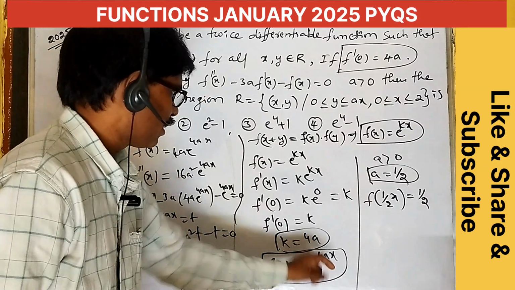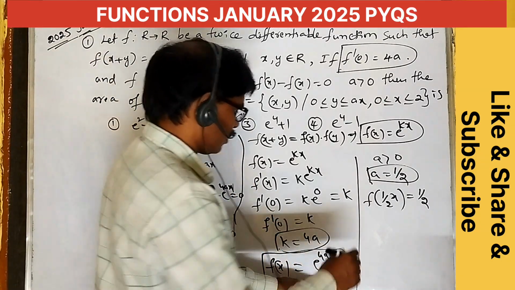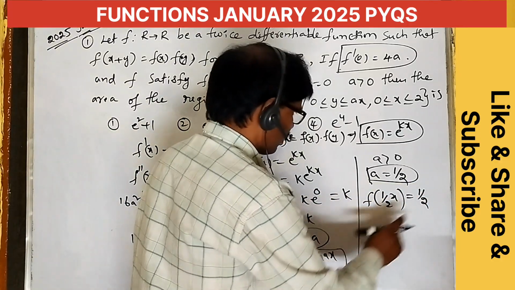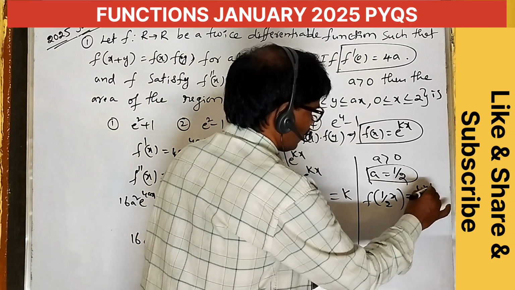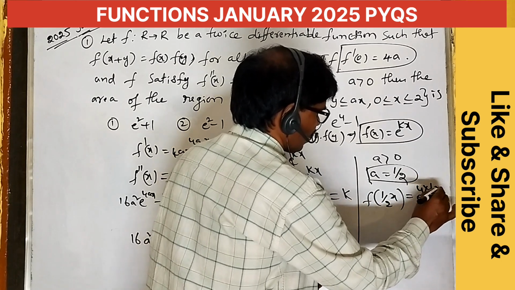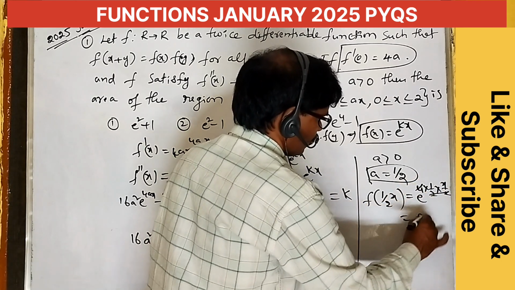What is the a value? a is equal to 1 by 2 here, and f of x is equal to e power 4a. Here e power 4a, with a equal to 1 by 2, and x is also 1 by 2 x, meaning x by 2. These 4 cancel, equal to e power x.